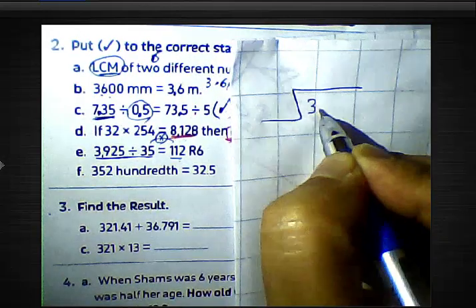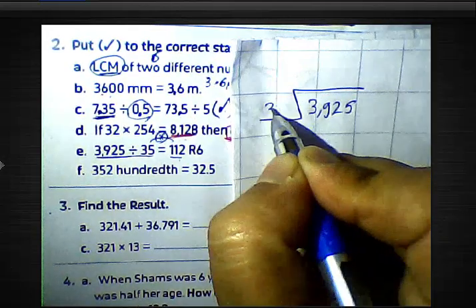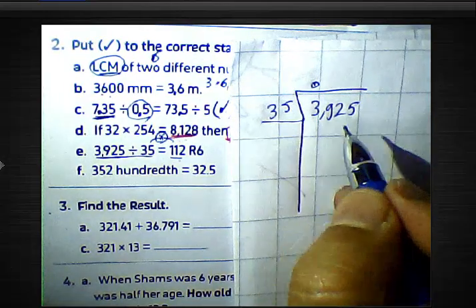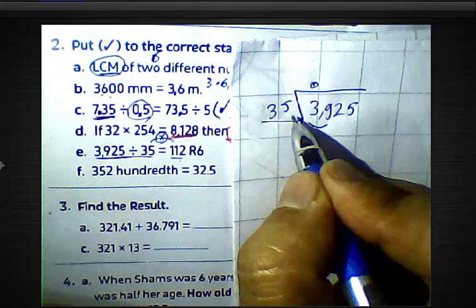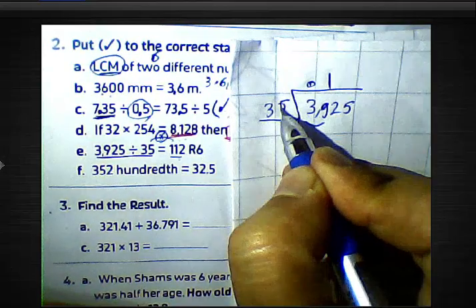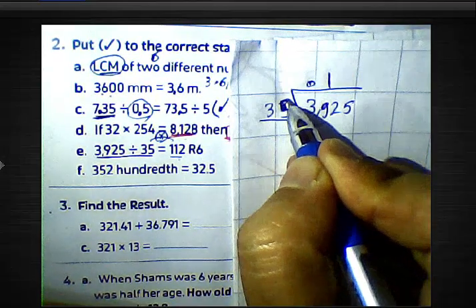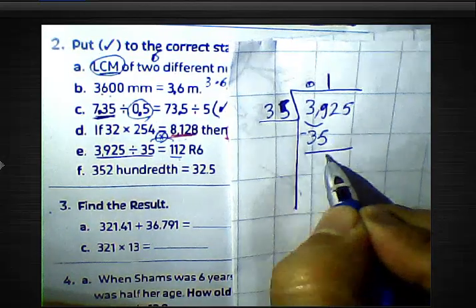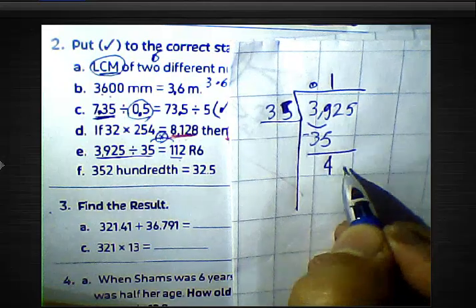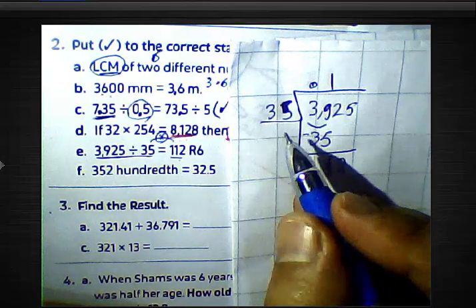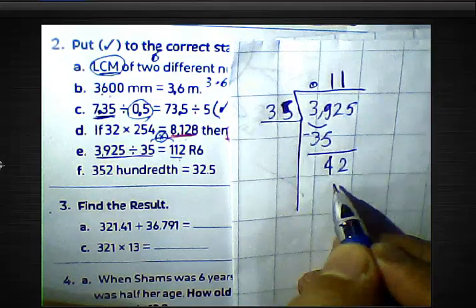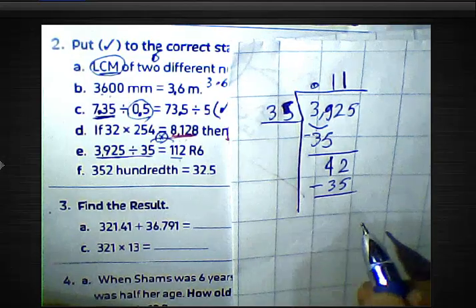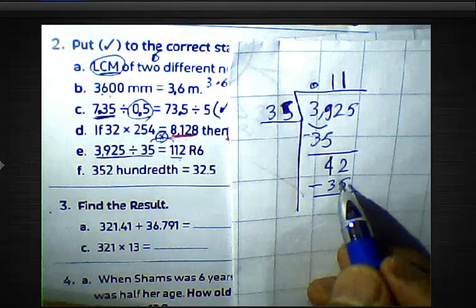Right here, 3925 divided by 35. 3 divided by 35, we can't find the result, so we must put 0. 39 divided by 35 will be 1, because 1 times 35 equals 35, nearest to 39. 9 minus 5 equals 4, and we must drop 2 behind it. 42 divided by 35 equals 1. 1 times 35 equals 35, nearest to 42. And then we find the difference between 42 and 35.